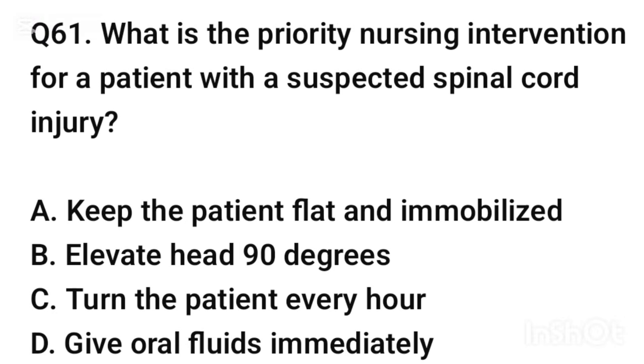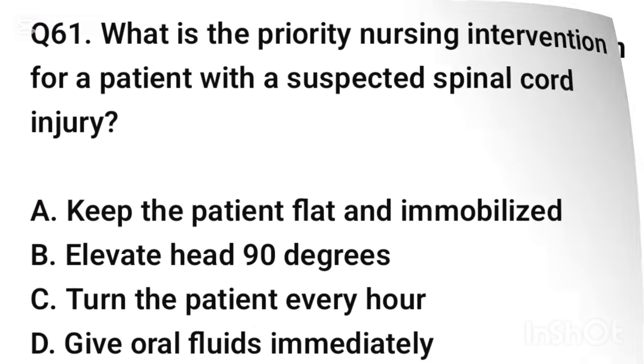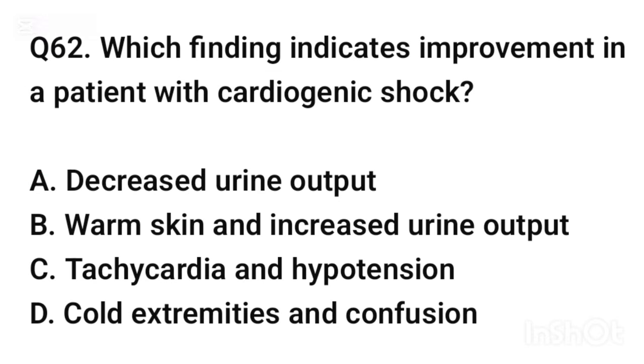Question number 61. What is the priority nursing intervention for a patient with a suspected spinal cord injury? The correct answer is option A. Keep the patient flat and immobilized. Question number 62. Which finding indicates improvement in a patient with cardiogenic shock? The correct answer is option B. Warm skin and increased urine output.